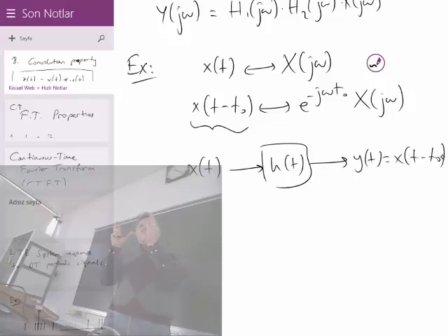Consider one signal h of t with which, when you convolve with x of t, the output will be x of t minus t0. How do you obtain x of t minus t0? What is the thing that you have to convolve x of t with?